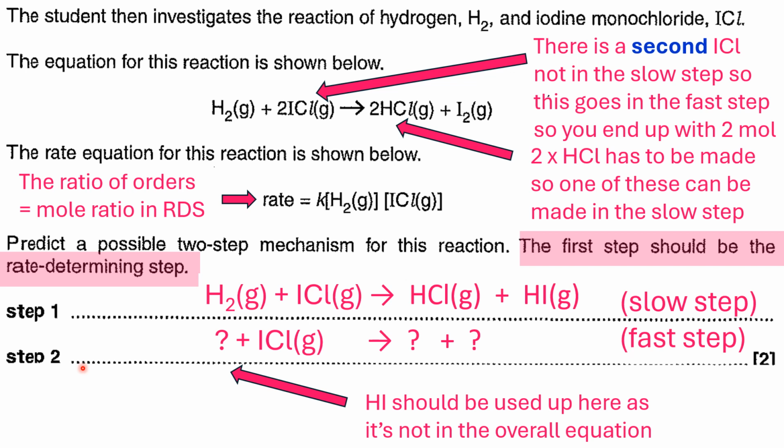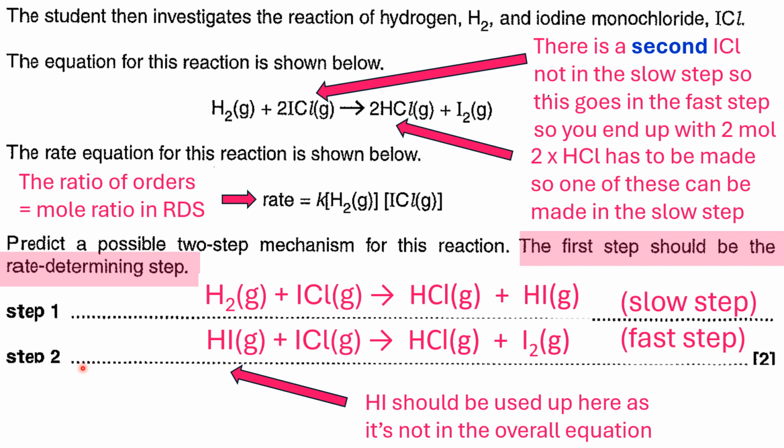So what you do is you put the HI reacting with the ICl in step 2, and look at what you've got left behind. It all falls into place, giving you 2 HCl's and I2.